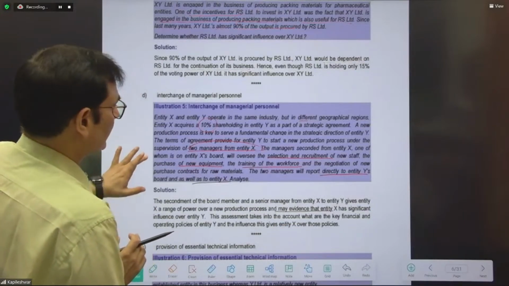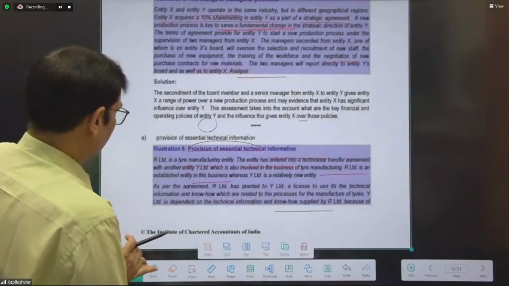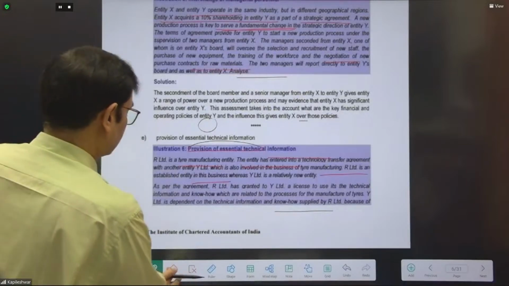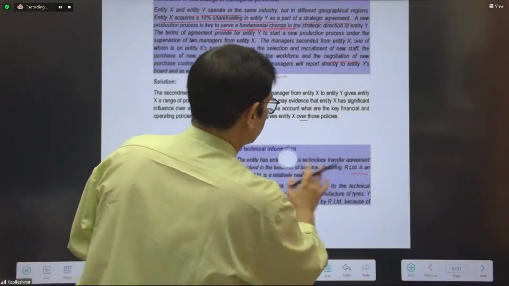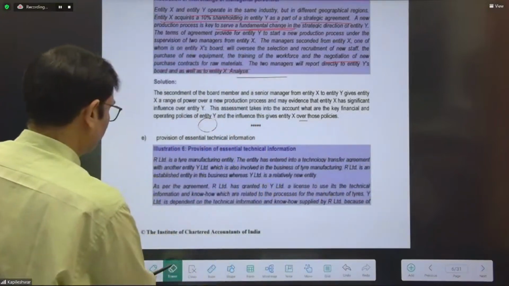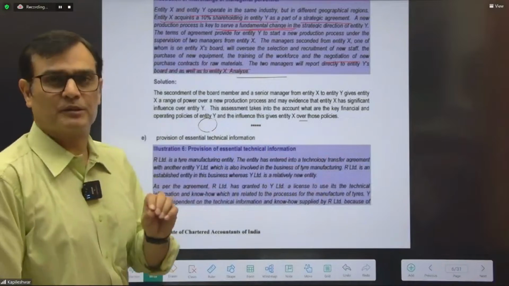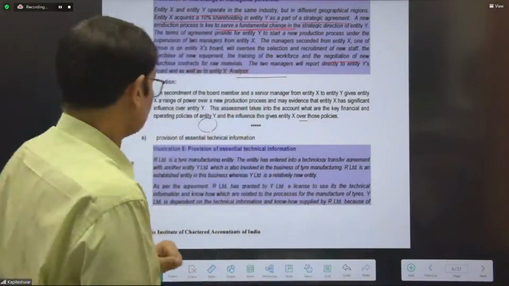Okay, let's look quickly at another example as well. Let's go to illustration number 6. I'm just quickly making a run through on these illustrations. I don't want to spend too much time on them because they are subjective. So I'm just quickly running them through.